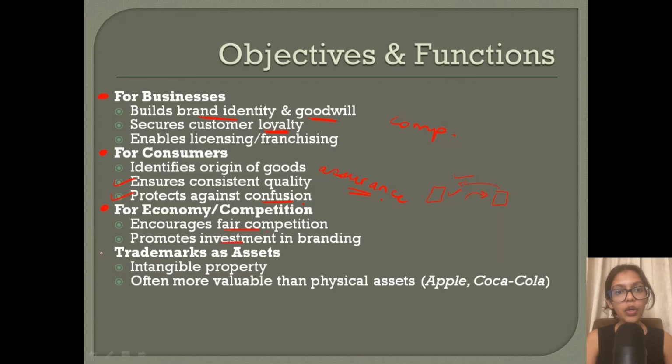Now lastly, when we talk about a trademark as property, it acts as an intangible asset, and in a few cases a trademark can also be valued higher than the actual tangible product. For example, if you talk about the trademark of the Apple company or that of Coca-Cola, then of course it is very easy to imagine why the brand or that trademark would be much more valuable than the actual product.